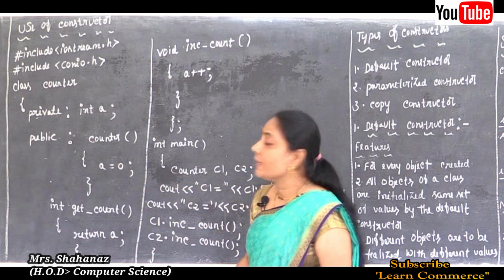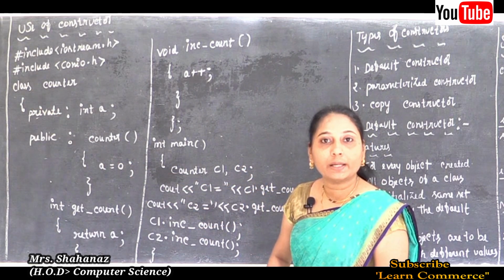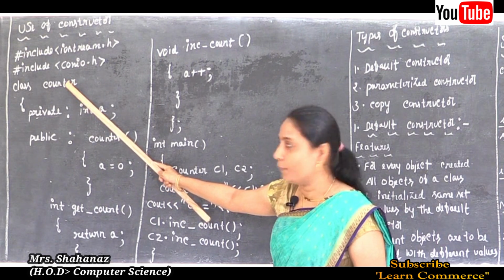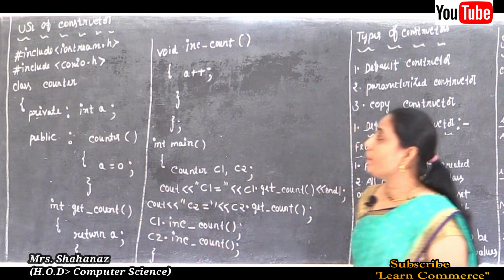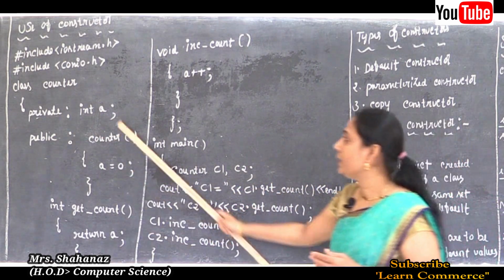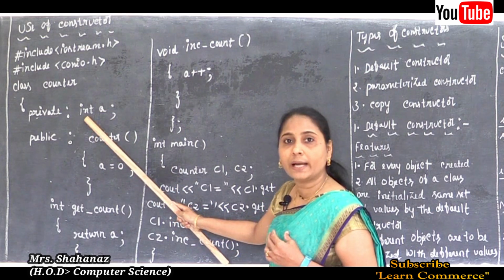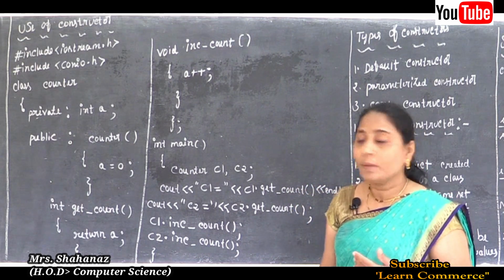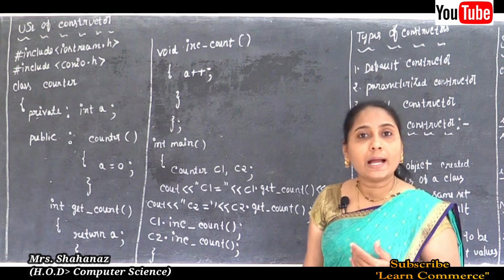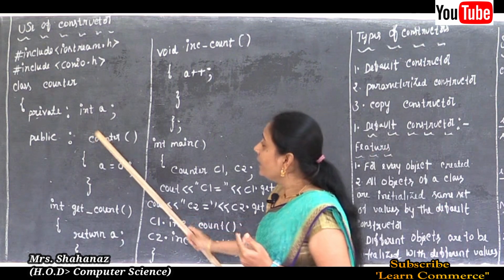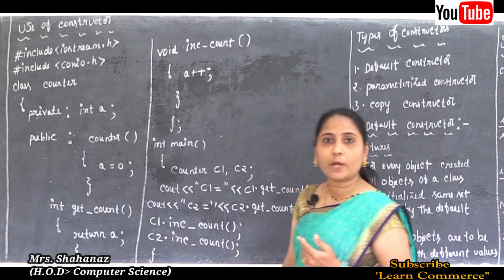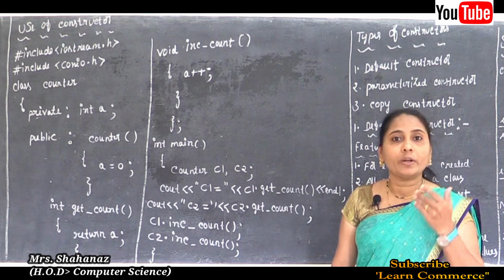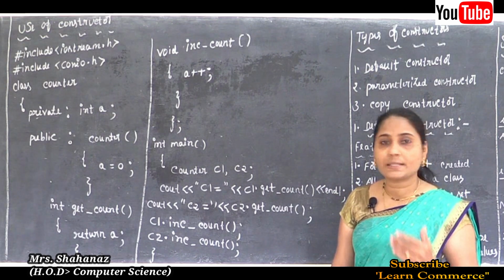Now class is the keyword used to declare the class. Counter is the name of the class, which is called the user defined name. In the class, there is one member variable, A, which we declare using the data type int. If any member variables or member data are there, we declare them using the access specifier private. Later, whatever member functions are there, whether a normal member function or a special member function, we declare or define them using the public access specifier.